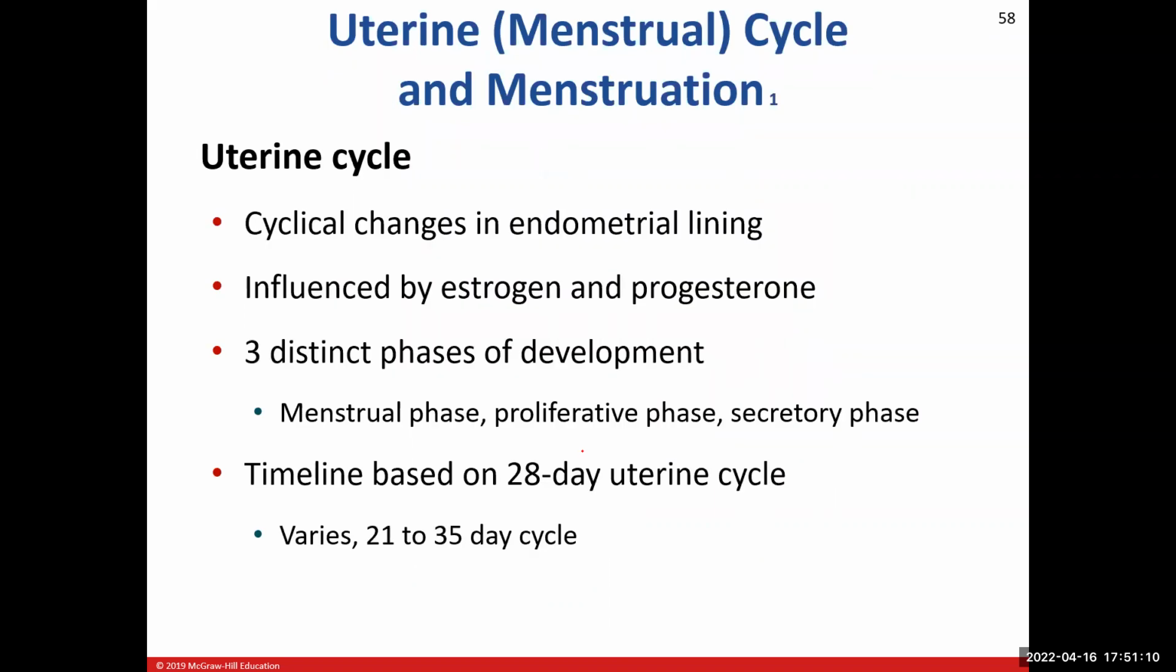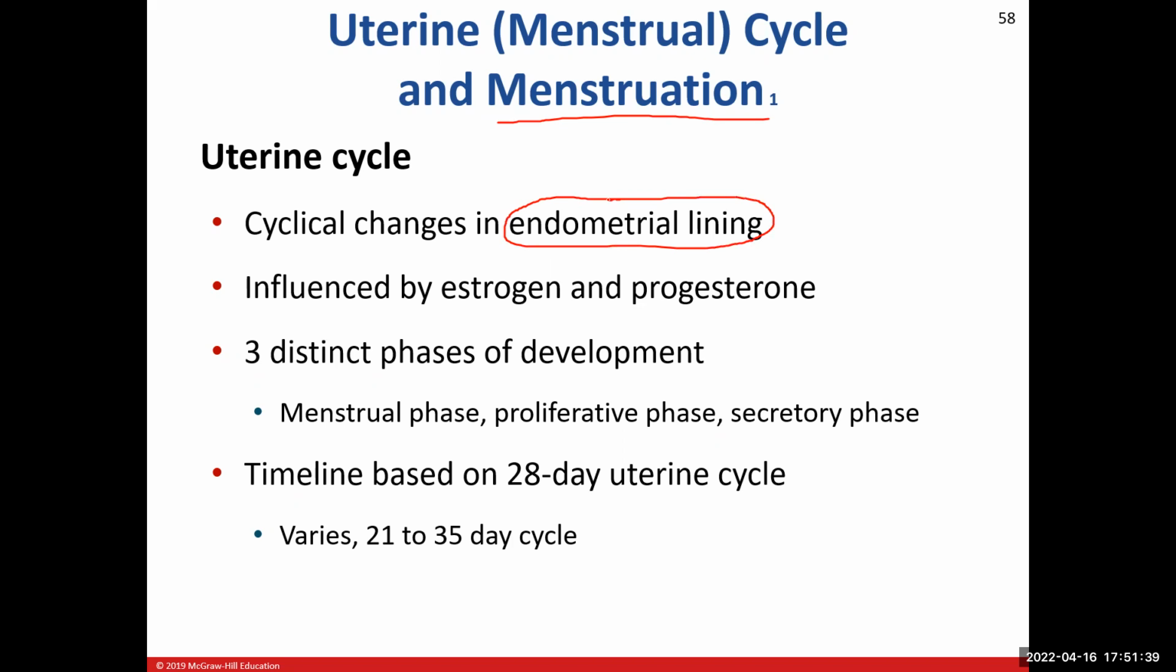All right, so let's talk about the uterine cycle. The uterine cycle, excuse me, is also called the menstrual cycle. And then of course, at the end of the uterine/menstrual cycle, we have menstruation, the shedding there of the functional layer. So basically, we're going to be talking about this lining right here, the endometrial lining, the functional layer specifically.